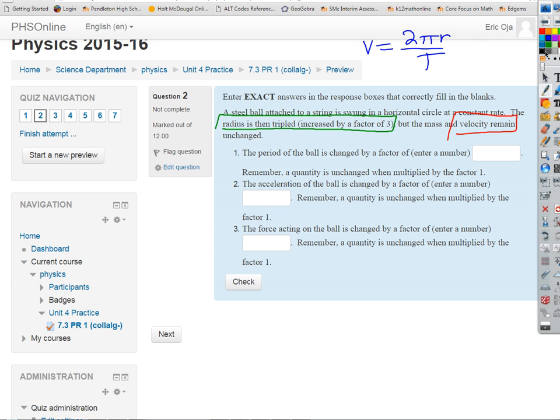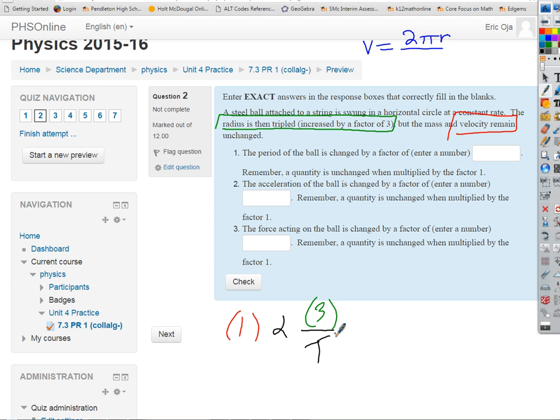So we get 3. v is proportional to 3 over t. The velocity is 1. That's why you were using red, velocity, you did radius. So v stays the same, so 1 is proportional to 3 over t. So what would t have to be? 3. 3 divided by what is 1?